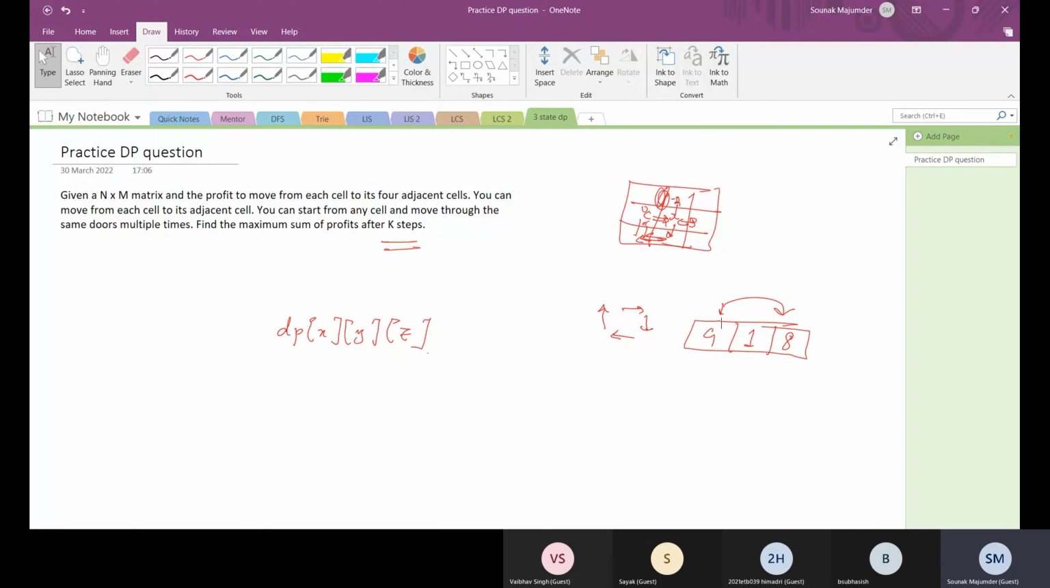So I posted it in the chat box. This will be your assignment. I will also post it in the Discord. Try solving it. It's a very good question, a three-state DP question. Purely a DP question. You don't have to think about any other things. Okay.